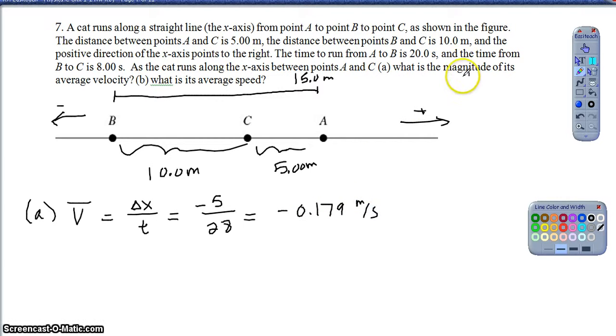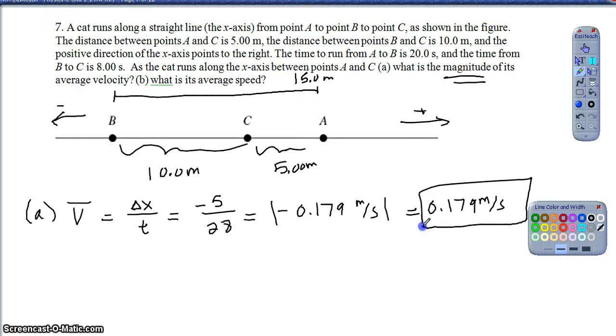However, this question does specify it just wants the magnitude, so I actually don't need the negative sign. I would just want the 0.179 meters per second. And I do want you guys to start thinking about that and try to answer that question correctly. Don't include the negative if they're just asking us for the magnitude, because the negative is only indicating the direction. And magnitude and direction, right, are separate elements of my velocity.